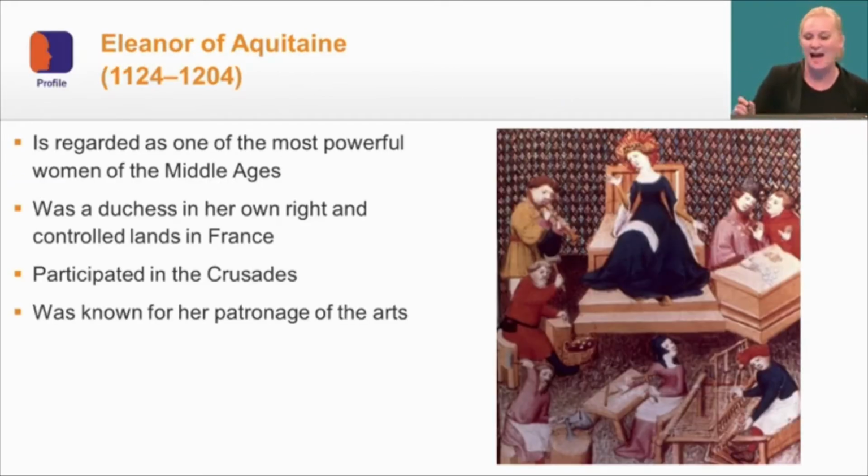Here's Eleanor of Aquitaine, and she was a very interesting character in history. She's regarded as one of the most powerful women of the Middle Ages. She was a duchess in France in her own right, and that means that she controlled land. She had her own lands in France. And so she didn't really understand that when she came to England to be the wife of Henry II, she wasn't entitled to so much power as she thought she should be. She participated in the Crusades, and she was known for her patronage of the arts.